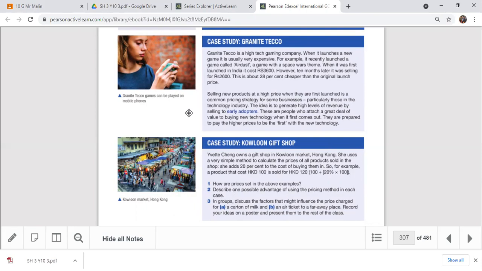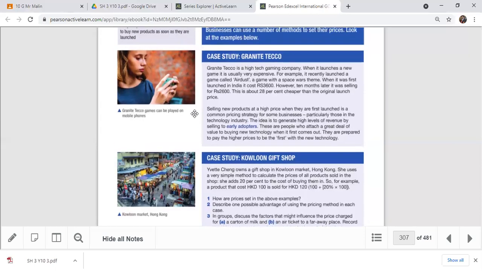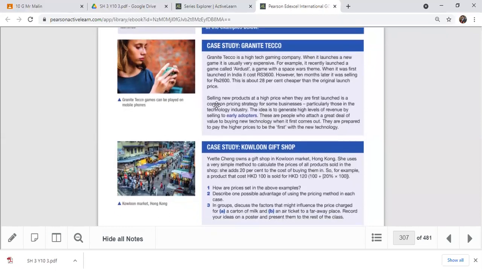This is another strategy. Most of the time they are charging a high price initially, then they reduce the price eventually. So this product is about 28% cheaper than the original launch price. They reduced the price after 10 months by 28%. Selling a new product at a high price when they first launch is a common pricing strategy for some businesses. We are learning this one properly now. This is called skimming pricing, market skimming pricing. They are charging a high price.